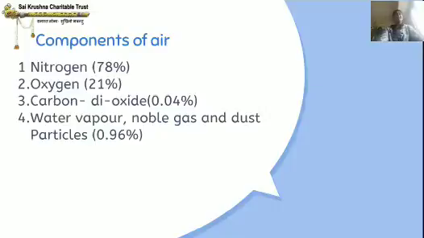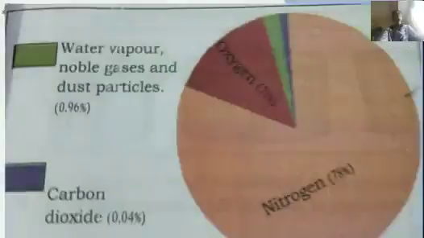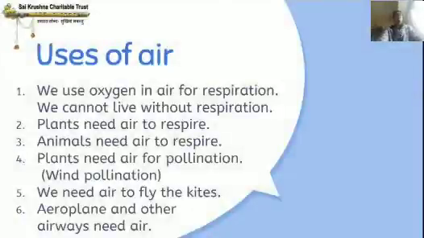It's a group of gases that do not react with other chemicals. So these are the gases that do not react with other chemicals. Example, helium and argon. Understood? Now can you see this picture? So nitrogen is 78%, oxygen is 21%, carbon dioxide is 0.04% and water vapor, noble gases and dust particles is 0.96%.